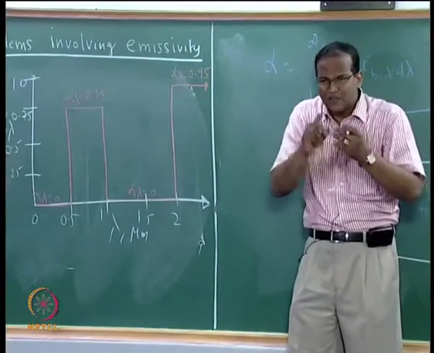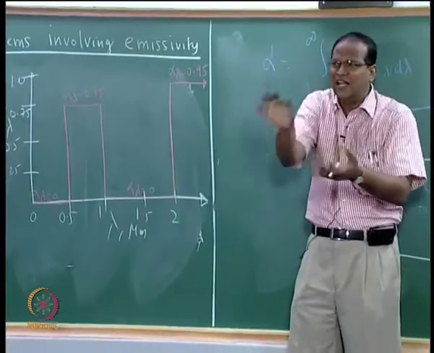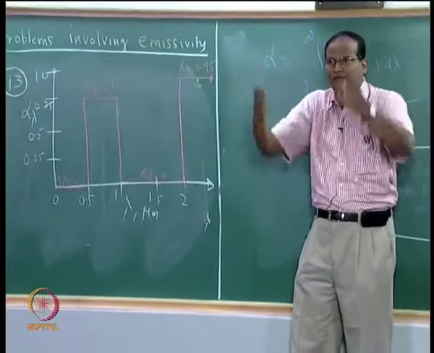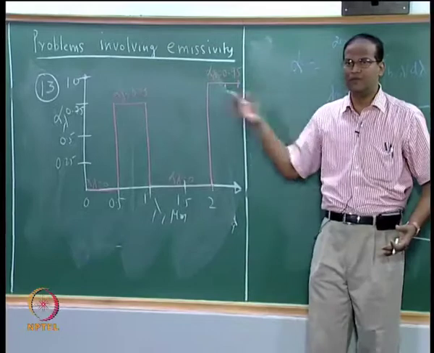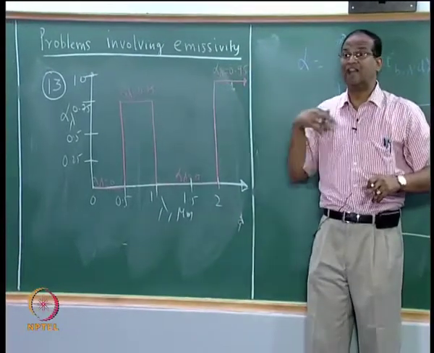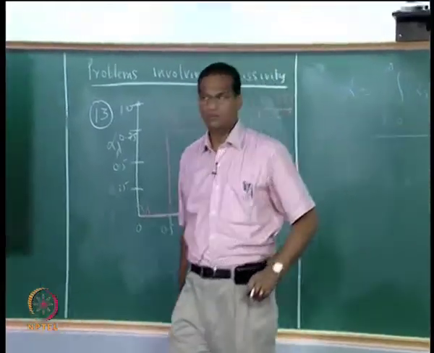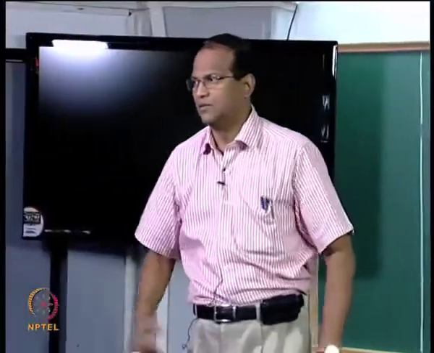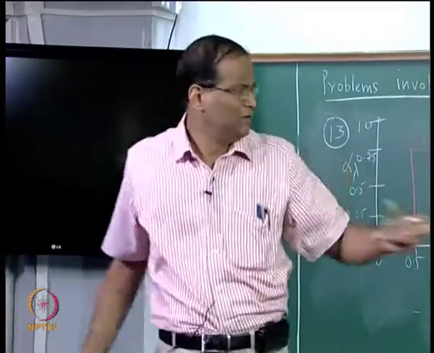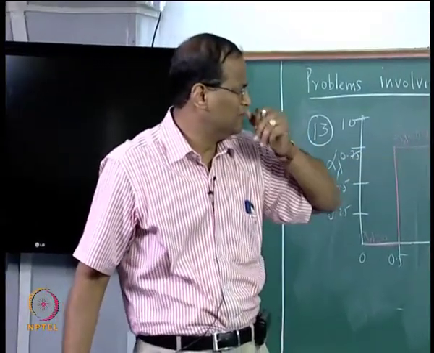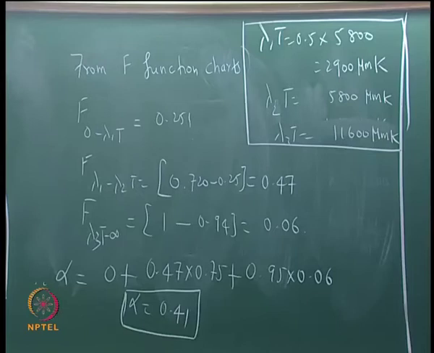So it is not just mechanically and routinely calculating from the F function chart, but with an insight. If you have this insight, by looking at this you will say, if this is the temperature, this is the alpha I should expect. Does it make sense? So after 2 micrometer, let it be anything, it does not really matter. What is the contribution of the last term? 0.04 or 0.05 something like that. Okay, now we are able to get it. So alpha is obtained.